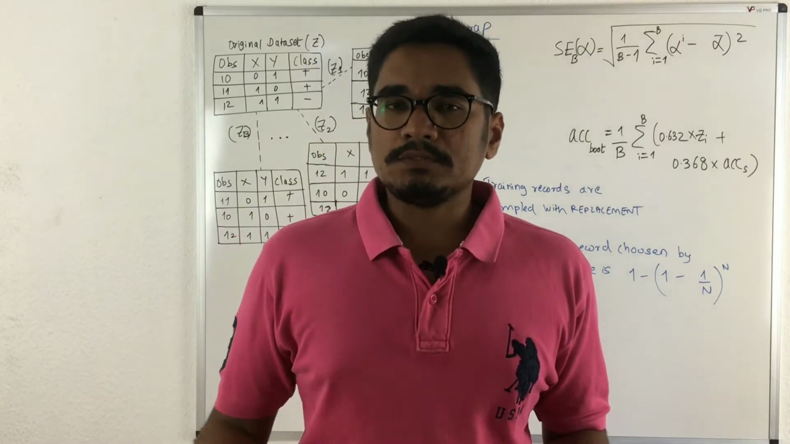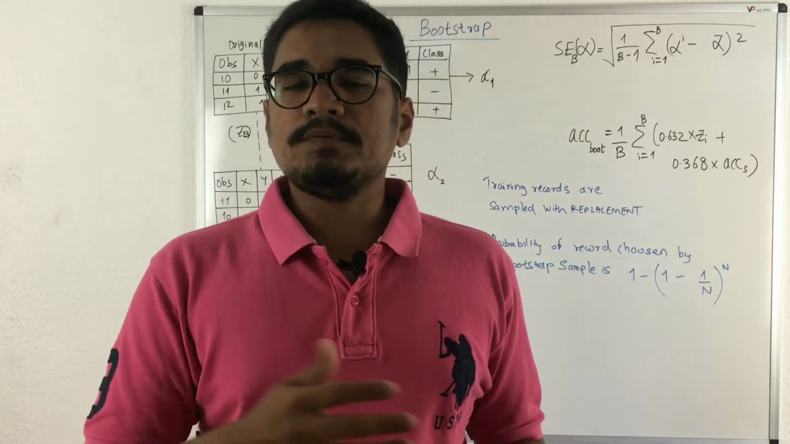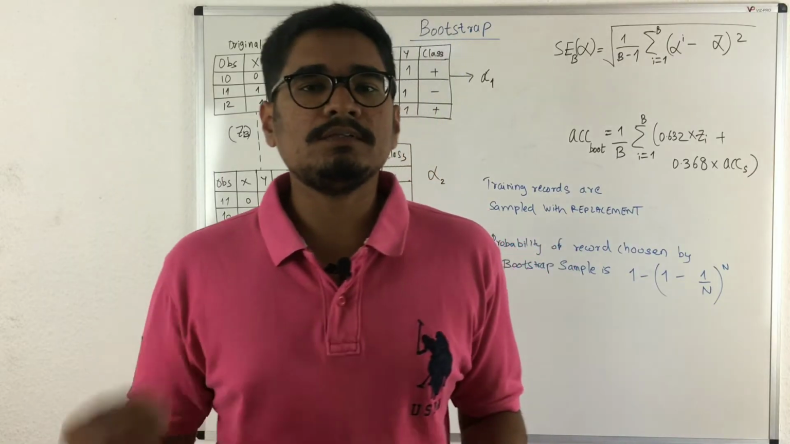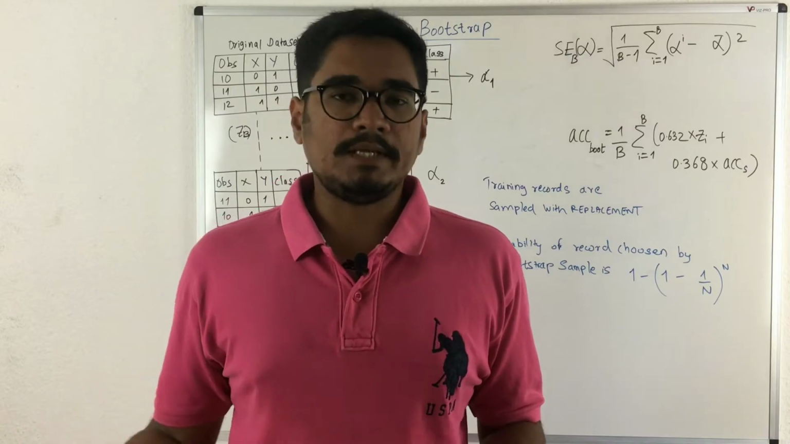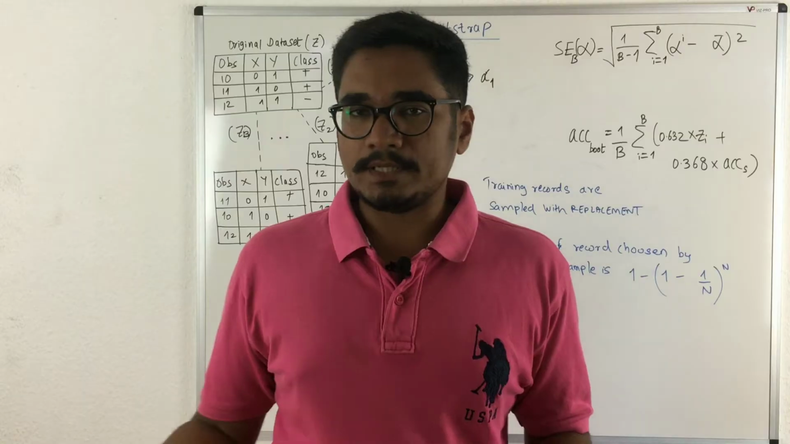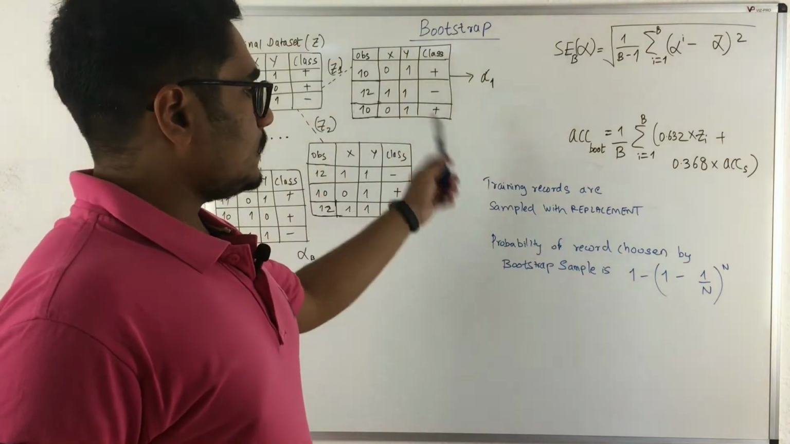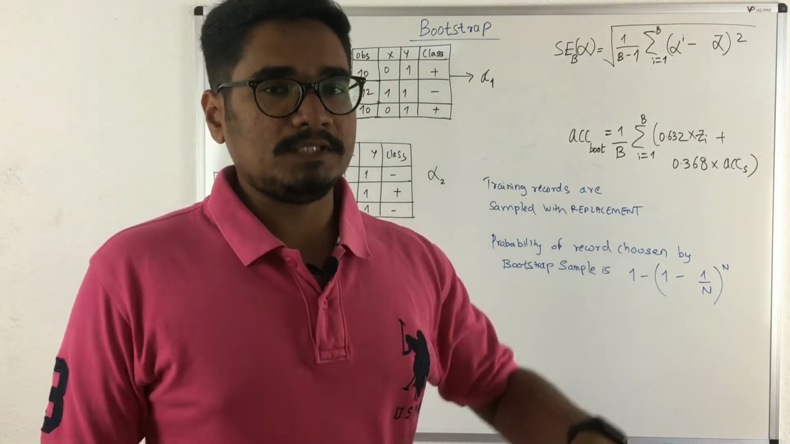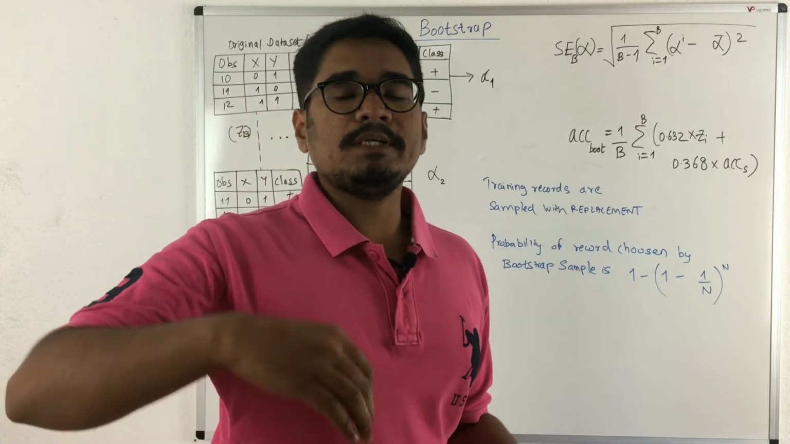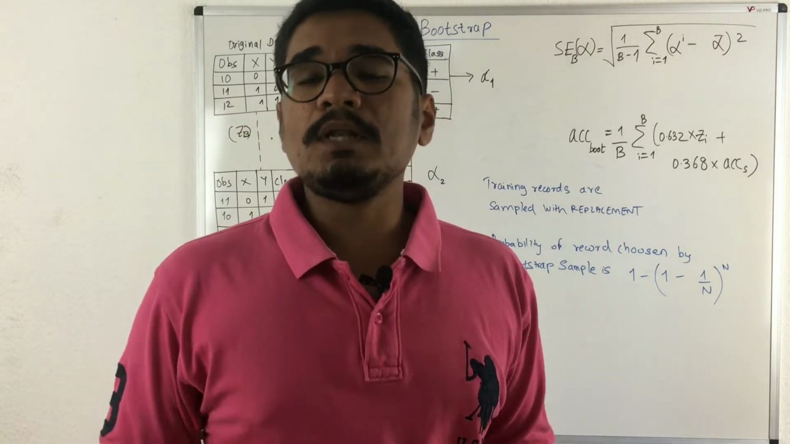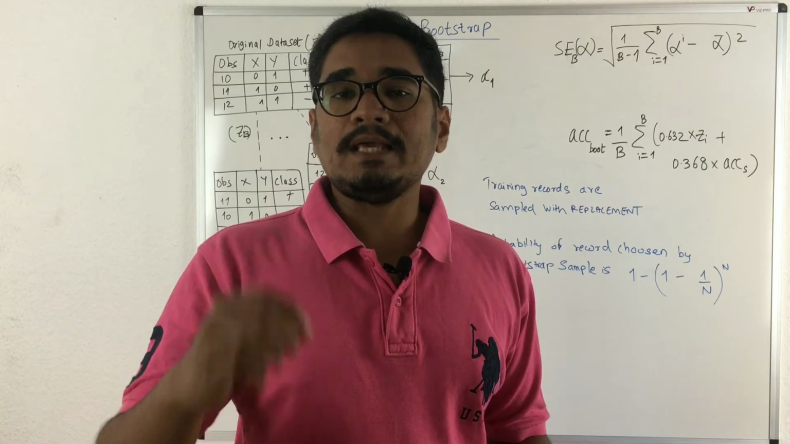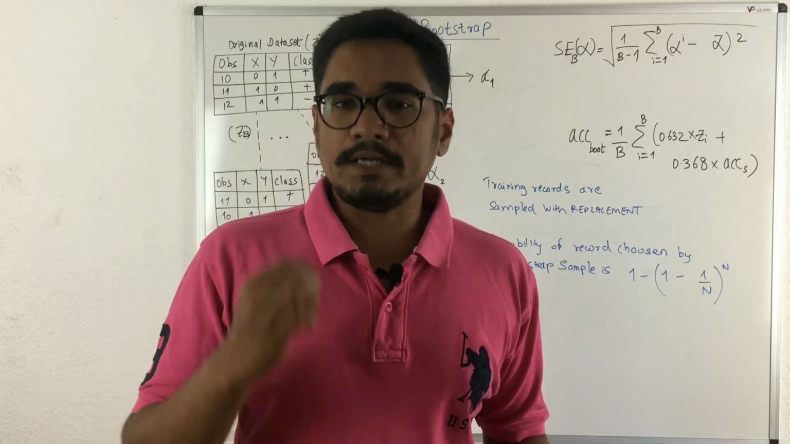What remains common throughout all these previous approaches is that once a training record is used, it cannot be reused again, meaning there was no replacement at all. But in bootstrap, the training records are sampled with replacement, meaning once it is used, it is put back into the original data pool and it has an equally likely probability of being redrawn.